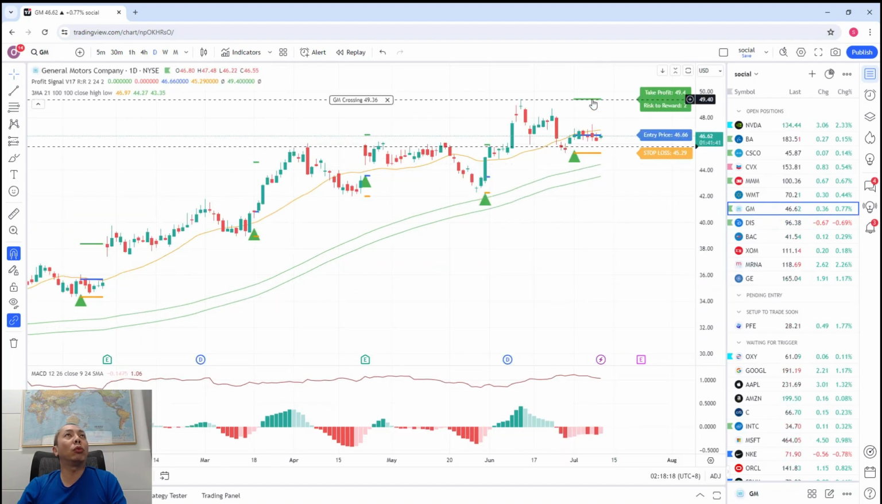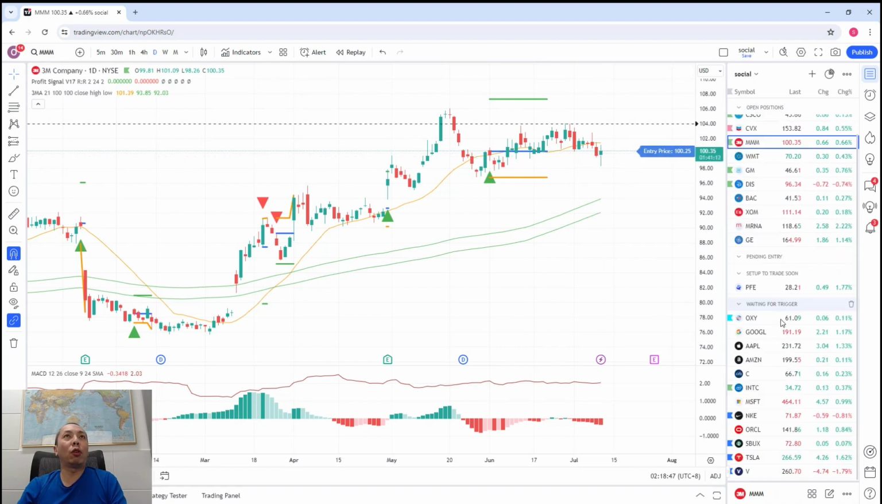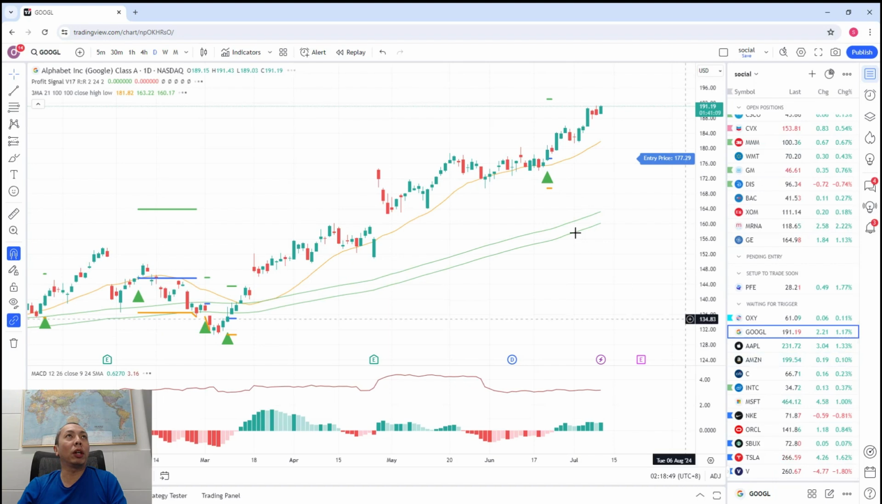GM still has some way to go up to hit the take profit level. 3M is slightly in the loss, if I'm not wrong, right? Because the trigger point is here, entry price is here, and now it's slightly lower. That might be the case, and so forth, right? Waiting for trigger, all this I'm still monitoring. Why? Because the previous trigger, I haven't started this, right?